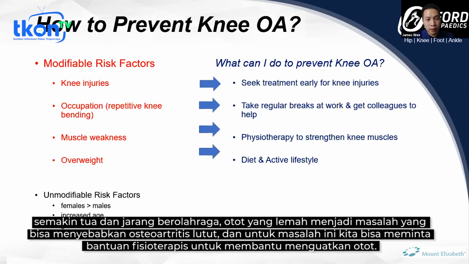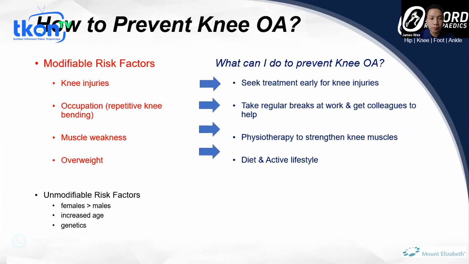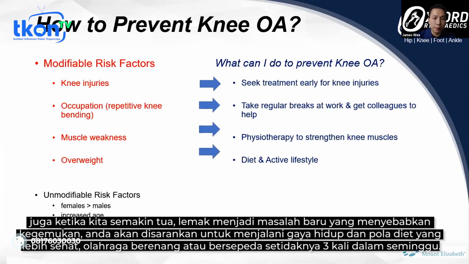As we get older, a lot of times we become more sedentary and we don't exercise as much. So muscle weakness becomes another problem that can predispose people to arthritis. And we should lead a more active lifestyle. If we need to, we should exercise the knees more and get even the physiotherapist to help us strengthen the knee muscles. Also, as we get older, weight becomes more of an issue. Some people become more overweight. The answer to that is obviously diet and an active lifestyle. We recommend either walking or swimming or cycling at least 3 times a week.